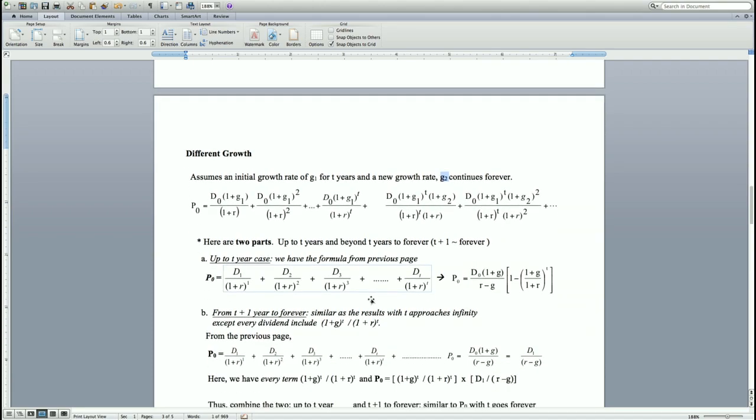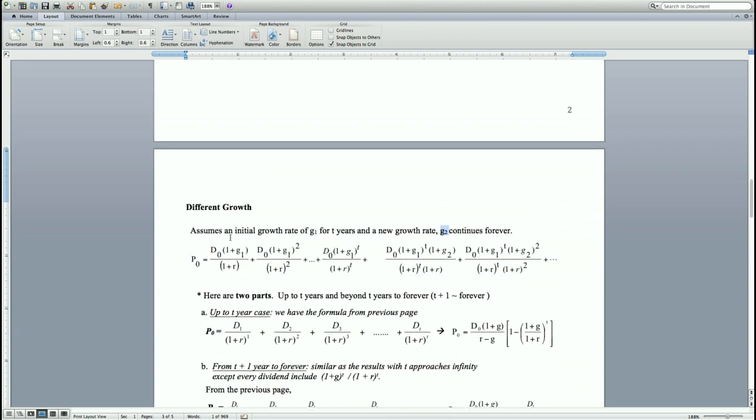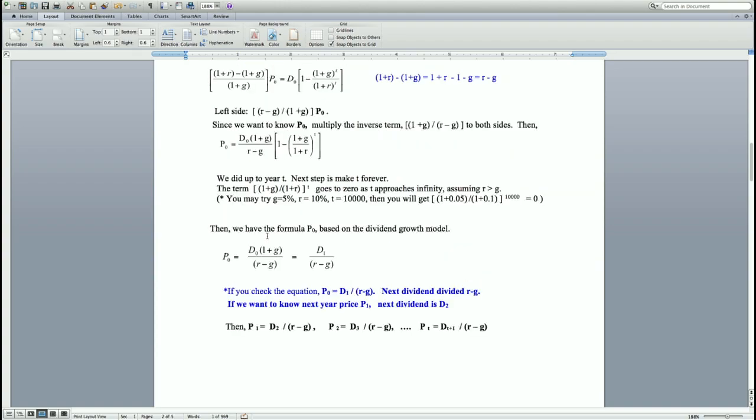That's 2 parts. Look at here. P0 up to year T: D1, D2, D3, and on up to DT. Or D0 times 1 plus G to the T. Actually this is D1, right? D1, D2, D3, and on up to T. Look at here, P0 up to T, what do we have here?